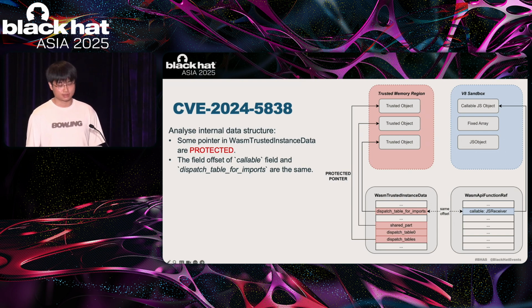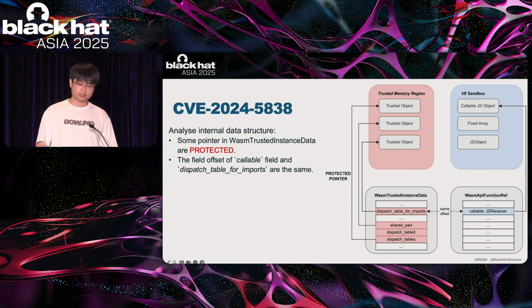by attackers. As shown in the diagram on the right, we can observe the internal layouts of both structures and the relationship between key fields. Notably, the callable field in Wasm API function ref and the dispatch table for imports field in Wasm trusted instance data share the same offsets. Yet they have different meanings and point to distinct memory regions.